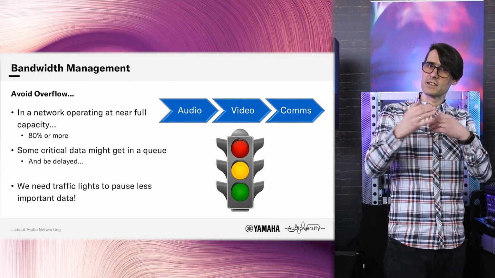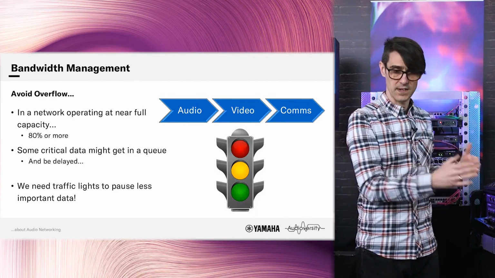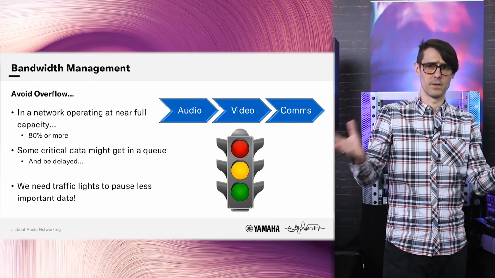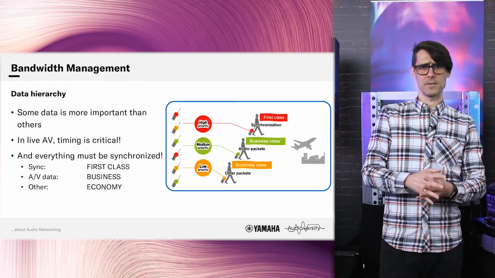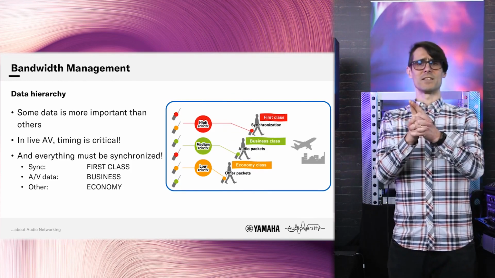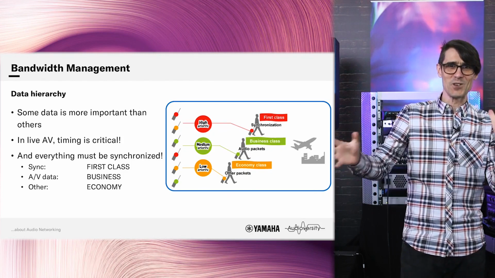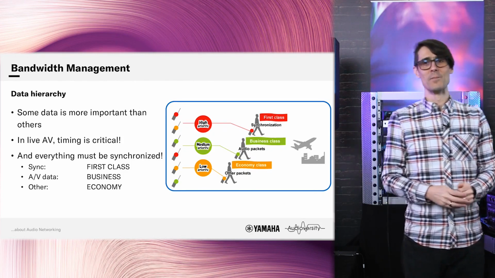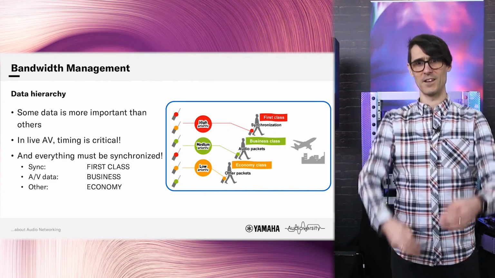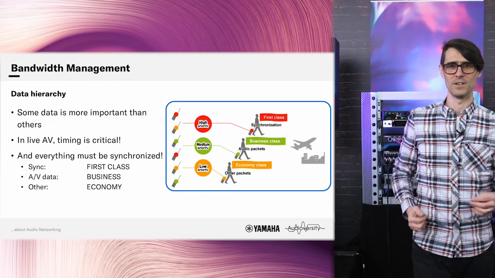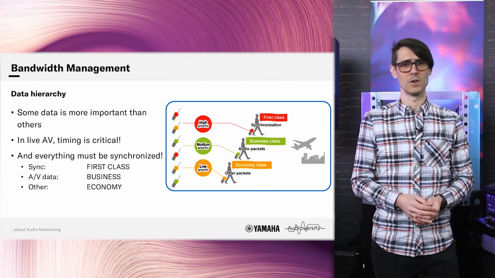So more important data is allowed through, whereas less important data can be paused and sent when there's more space available in the bandwidth. Think of it like this. Do you remember those times when we used to be able to fly and queue up and board a plane? And first class, business class could always go on the plane earlier. They could overtake the queue of economy people. Well, that's kind of how it is in a data network.